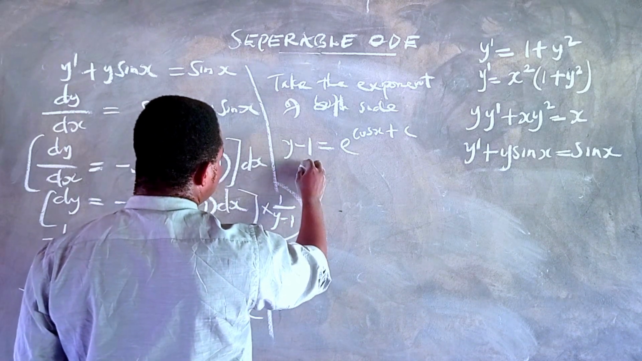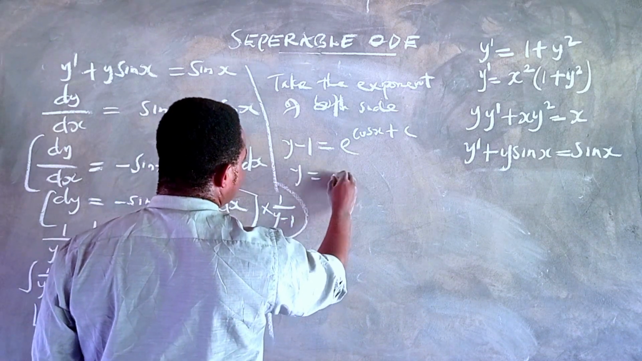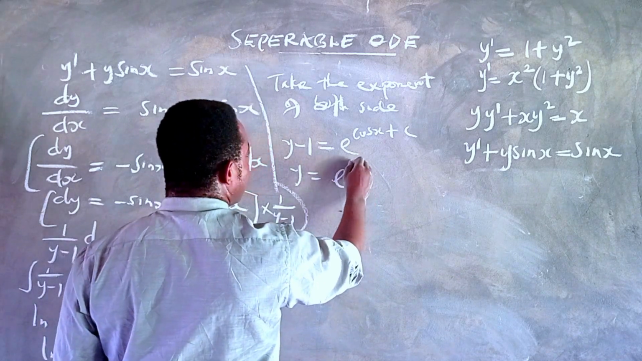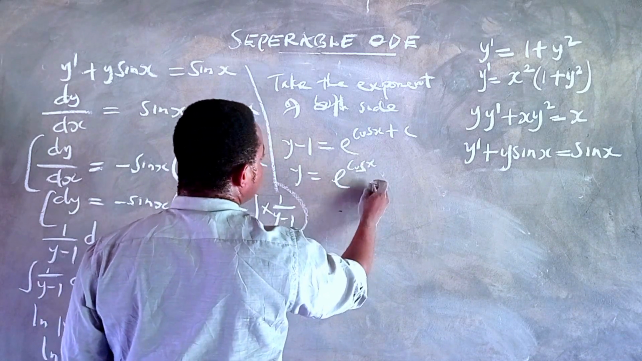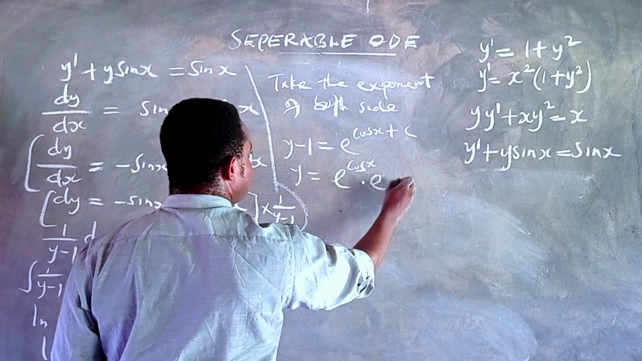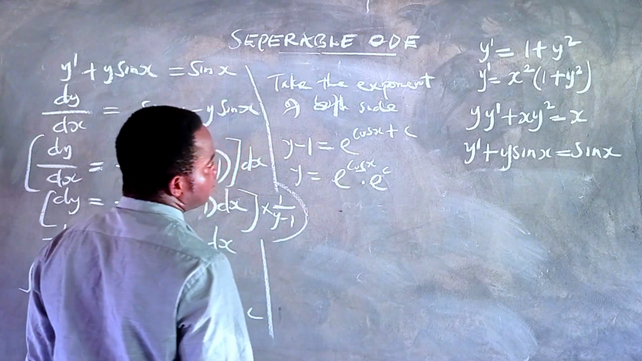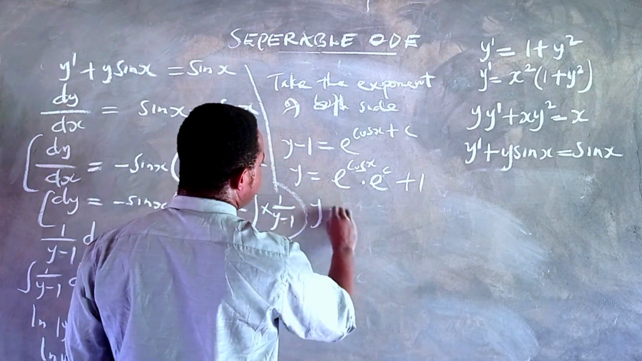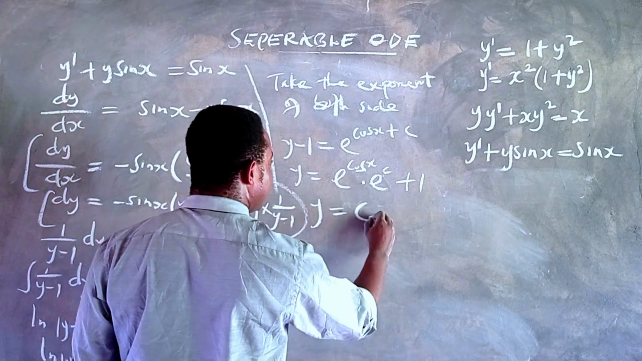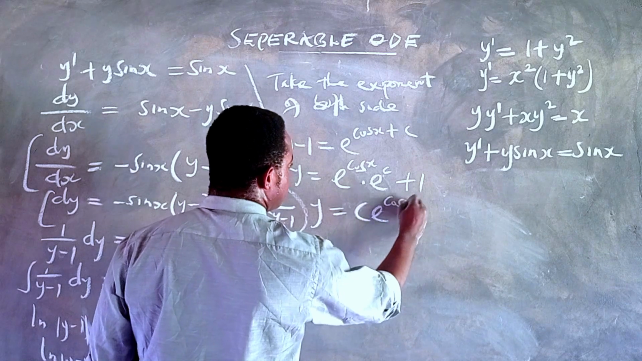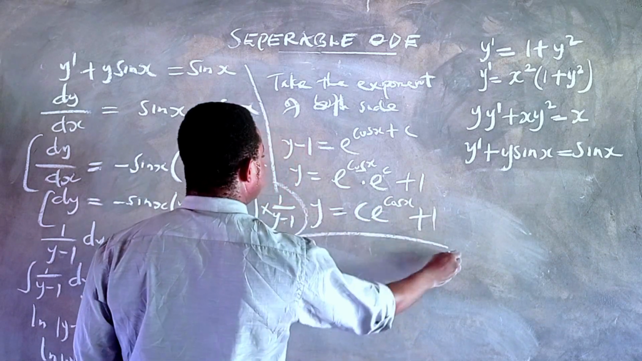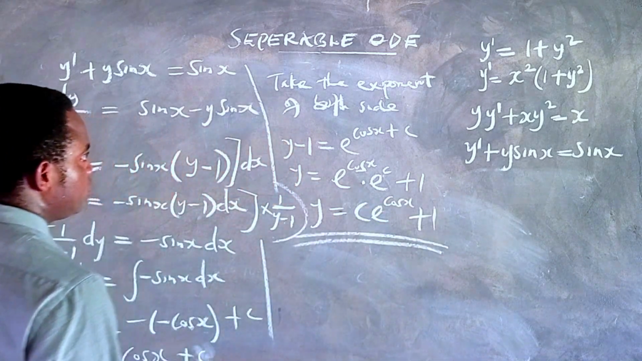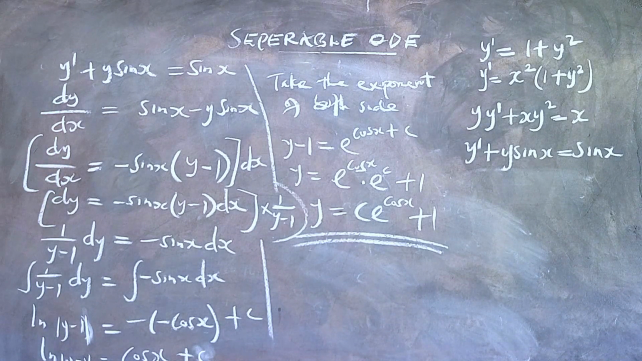So like we used to do, we have to rewrite this in an easier form. So we have y equals e raised to the power cos x multiplied by e raised to the power c, where e raised to the power c is c, right? And plus 1. So we have y equals c e raised to the power cos x plus 1. And that is the general solution for that differential equation as well.